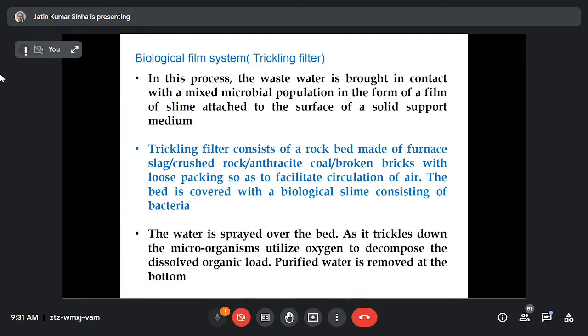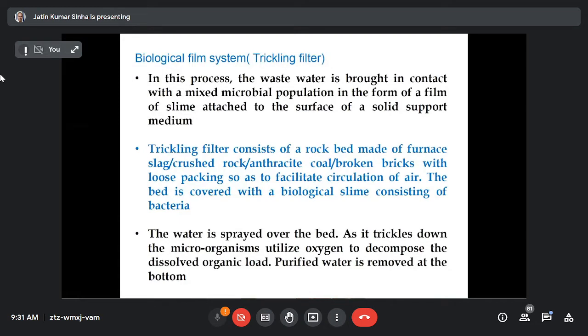So these are like very big cylindrical wells actually. They're filled with this furnace slag or crushed rock or anthracite coal or broken bricks, with some gaps, pores, so that the air can pass through. This is important because unless the air can pass through, this process will not happen, because all these microorganisms need air for the conversion of organic matter to carbon dioxide and finally to nitrogen or nitrates. And from time to time, water is sprayed over the bed as it trickles down.